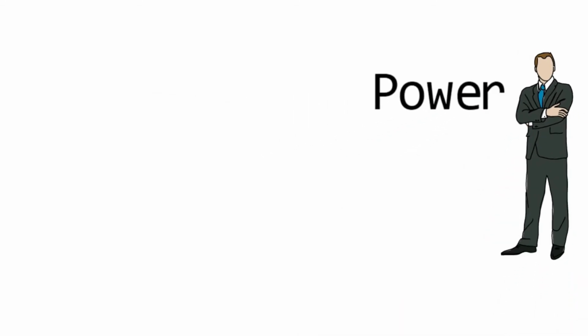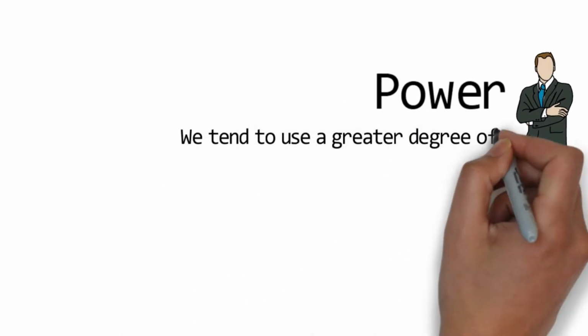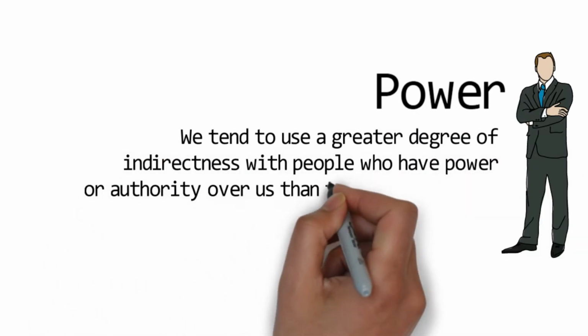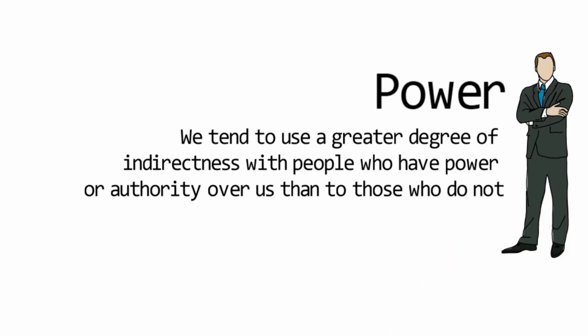The general point is that we tend to use a greater degree of indirectness with people who have some power or authority over us than with those who do not. You would probably be more indirect about conveying to your employer that you are annoyed by the fact that he or she always arrives late than in conveying the same to your brother. This is partly because your employer can influence your career in a positive or a negative way.